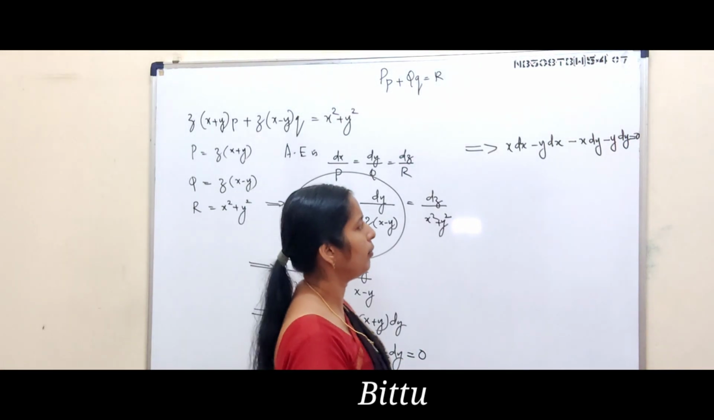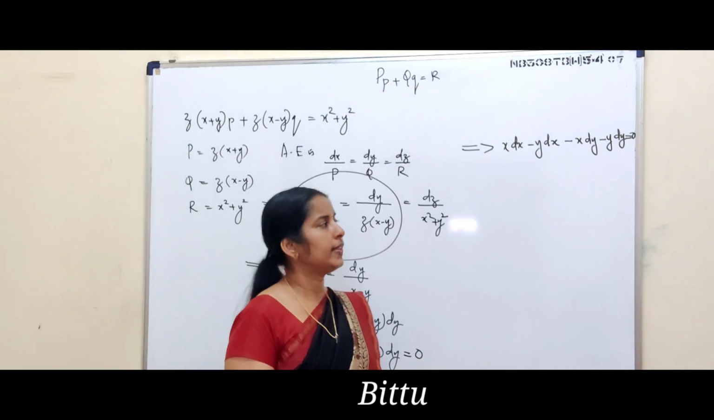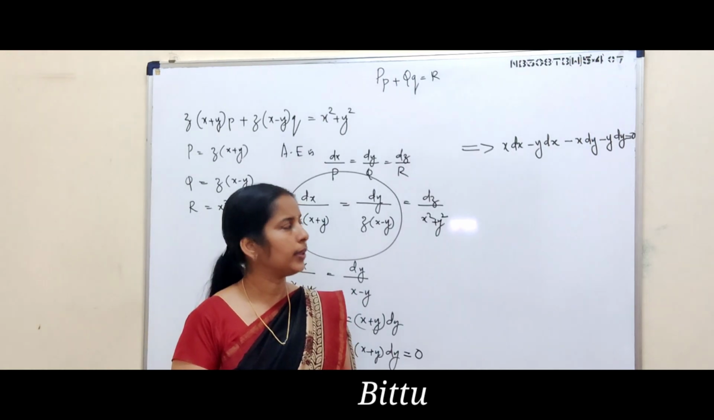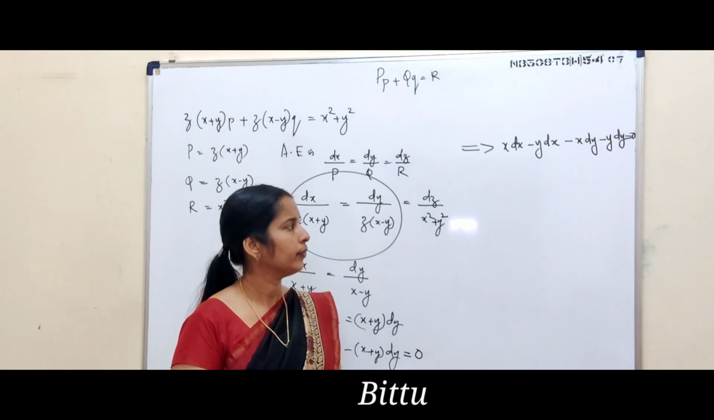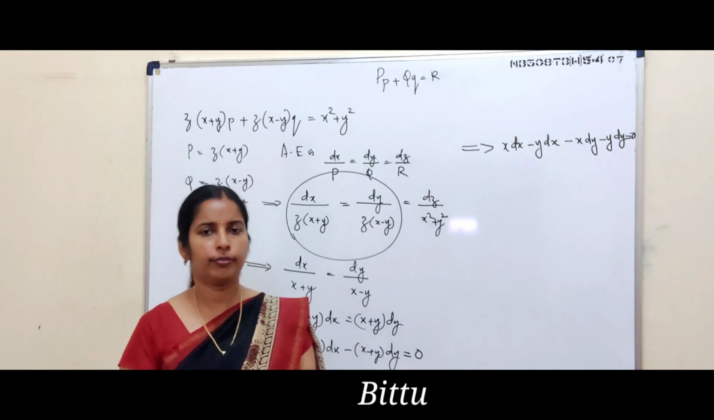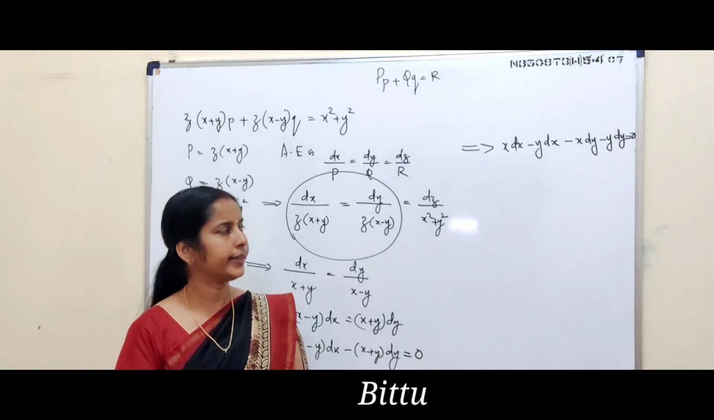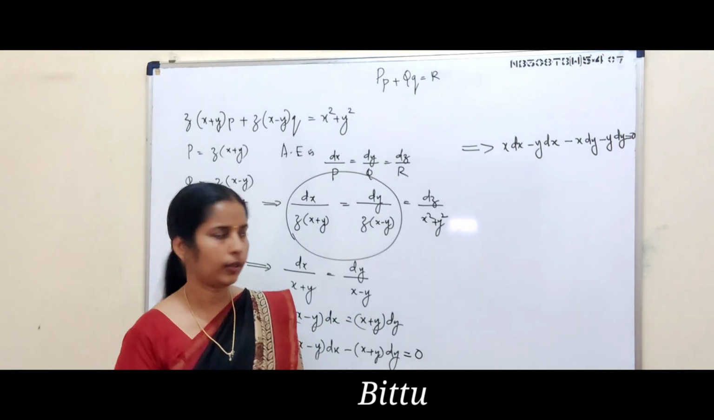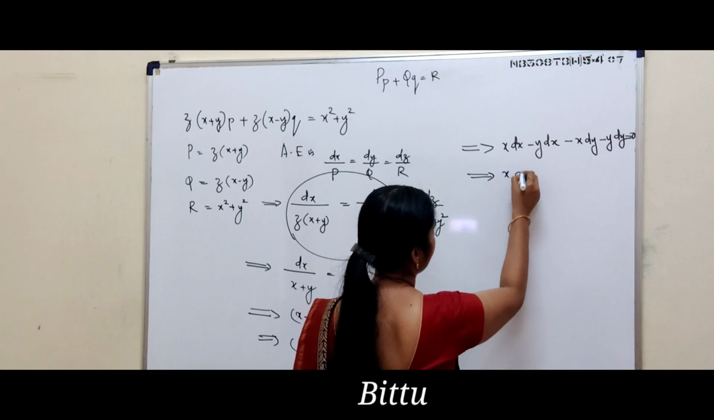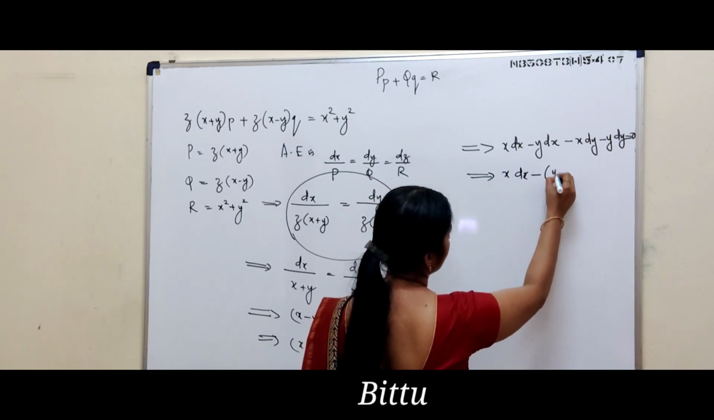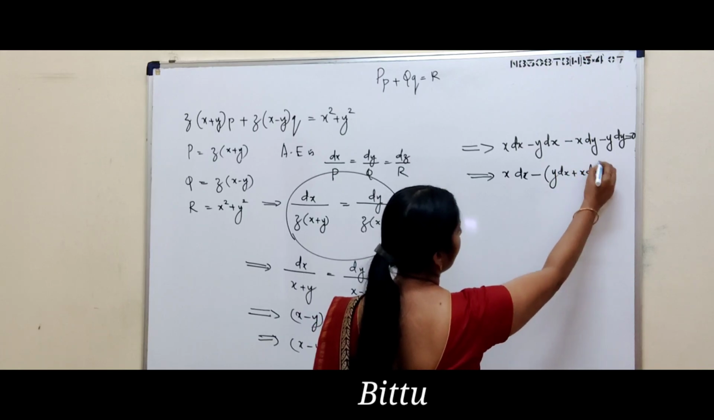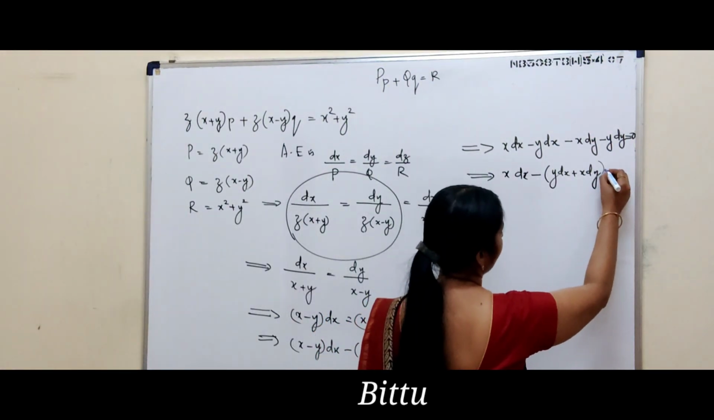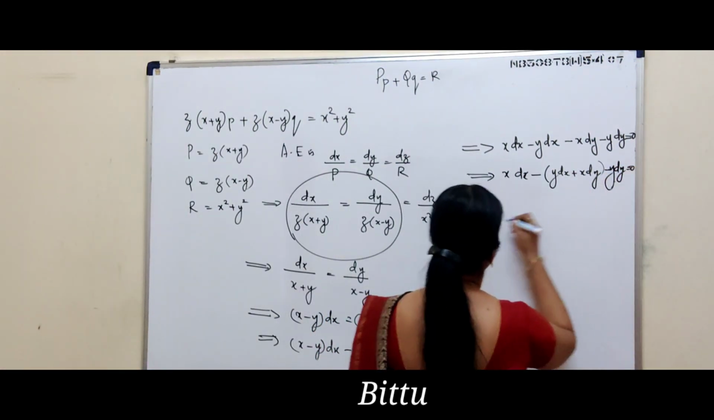Now is it in separable form? No. Here the first and last terms are in separable form, but the middle two terms are not in separable form. Really, we can't separate the variables here, but we can rearrange it for suitable integration. Watch the method for integration. This implies x dx, take a negative sign common outside, so y dx plus x dy. We will apply another technique for solving the differential equation. The last term is in separable form.